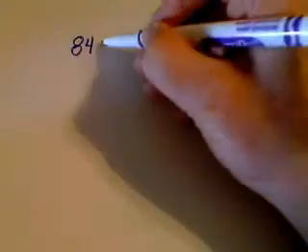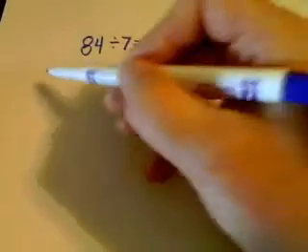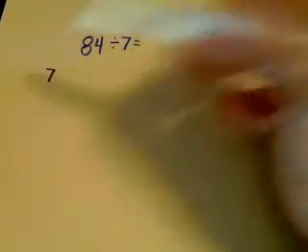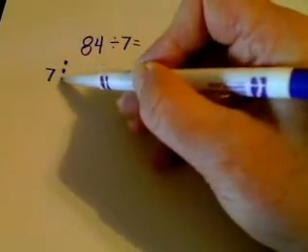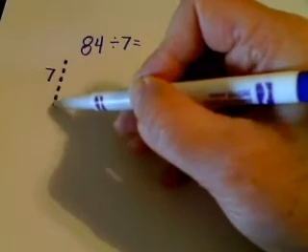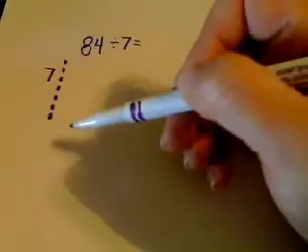Okay, so let's try another one. We'll have a little bit bigger of a number this time. This time we're going to take 84, and we're going to divide that by 7. So how many groups of 7 can we make to get to 84? No matter what, I know that I need to be breaking this into groups of 7. So I'm going to make a group of 7. Here's 1, 2, 3, 4, 5, 6, 7. So there's one group. So that's 7, right?